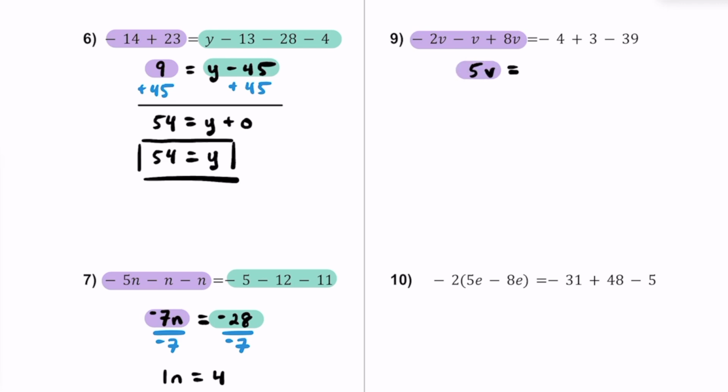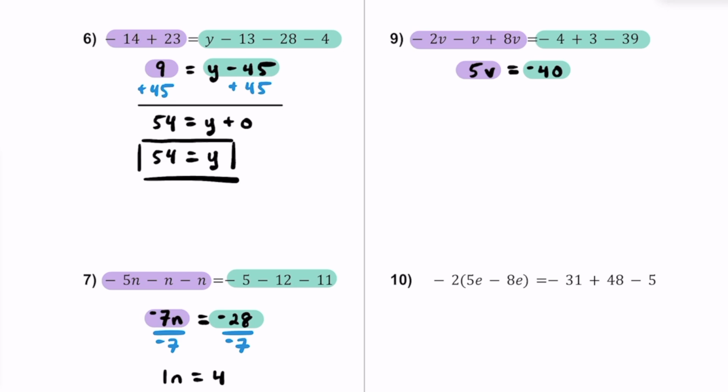On the right side, we have 3 constant terms here. So let's go ahead and combine those. So negative 4 plus 3 is going to be negative 1. Negative 1 minus 39 is going to be negative 40. So the right side here combines all together and simplifies to just being negative 40. And let's go ahead. We have a one-step equation here. What property of equality should we use?